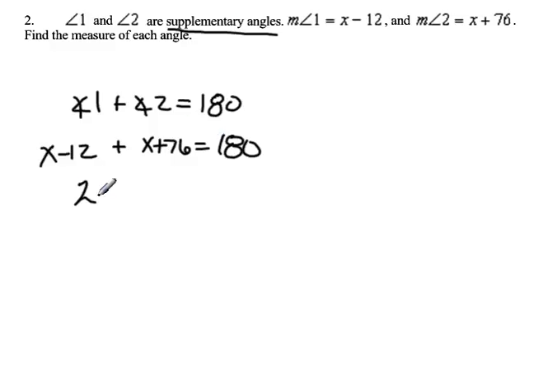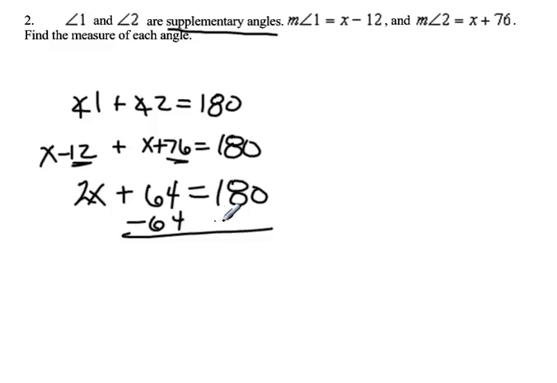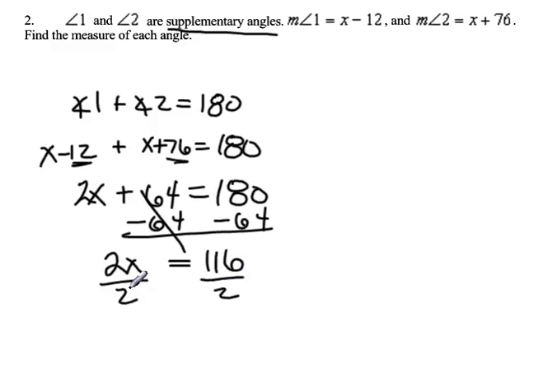Solve the equation for x. So x and x is 2x plus 64, combining 76 and negative 12, and that all equals 180. Subtract 64 from both sides. So 2x is equal to 116, divided by 2. X is equal to 58.